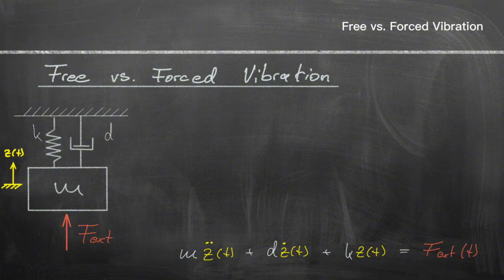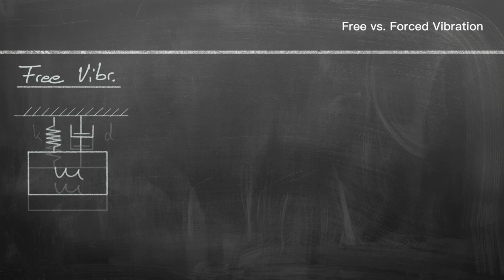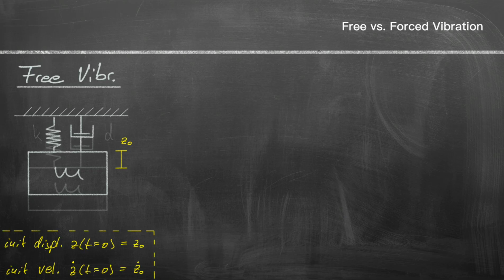In the case of free vibration, there is no external force applied. The system is not excited from the outside, therefore F external is equal to 0. Instead, the system can be set into motion by initial conditions. For example, it can be displaced by an initial displacement z0. This is called an initial condition. The two possible initial conditions are initial displacement z at t0 or initial velocity z dot at t0.